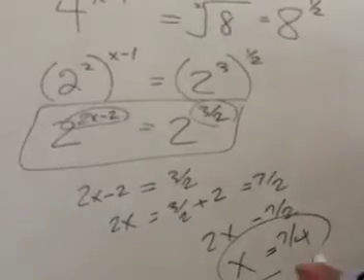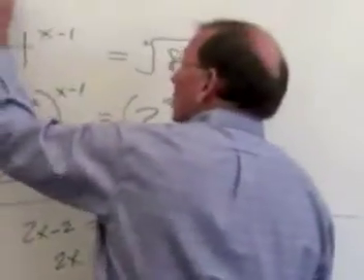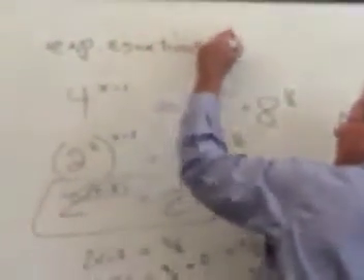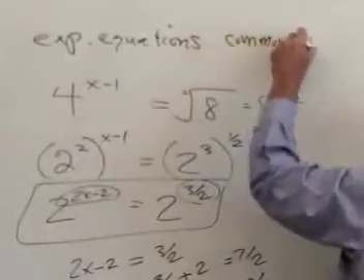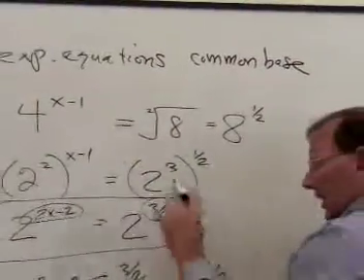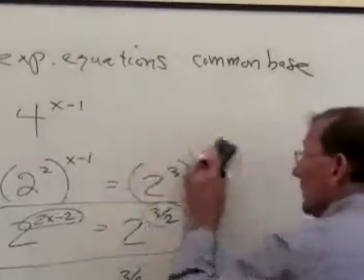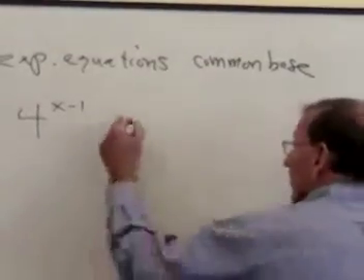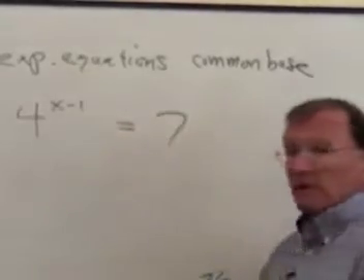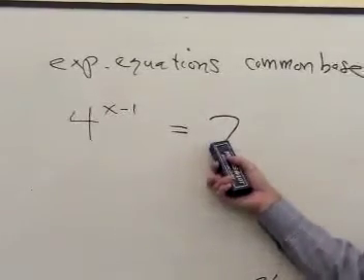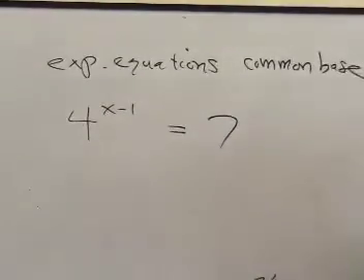These type of problems are called exponential equations that have a common base. If I change this problem so it's not 4 to the x equals √8, but if I said 4 to the x equals a number like 7, then I can't use this process because 7 does not share a base with 4. You cannot think of them as the same number raised to a power.